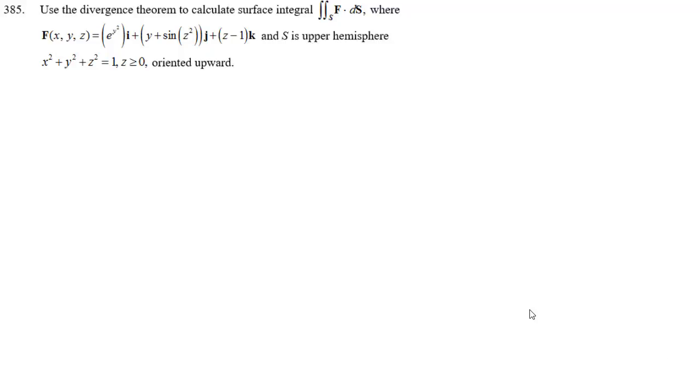I'll show you a couple of problems using the divergence theorem. The first one, notice, is a hemisphere, the top half of a sphere, and so we're going to change this integral into a triple integral over some region using the divergence of f. So we need to compute the divergence of f.